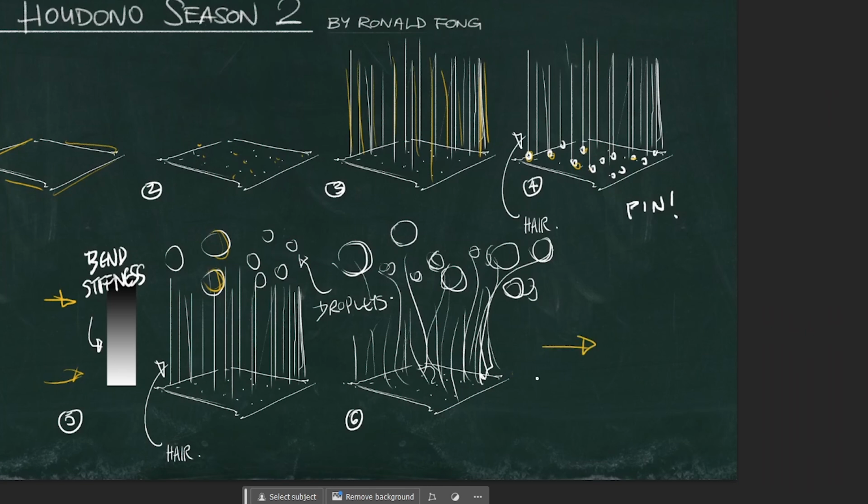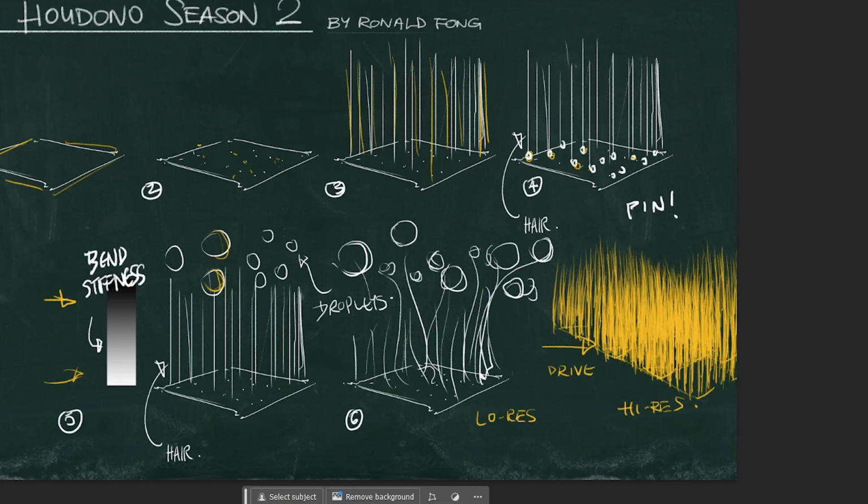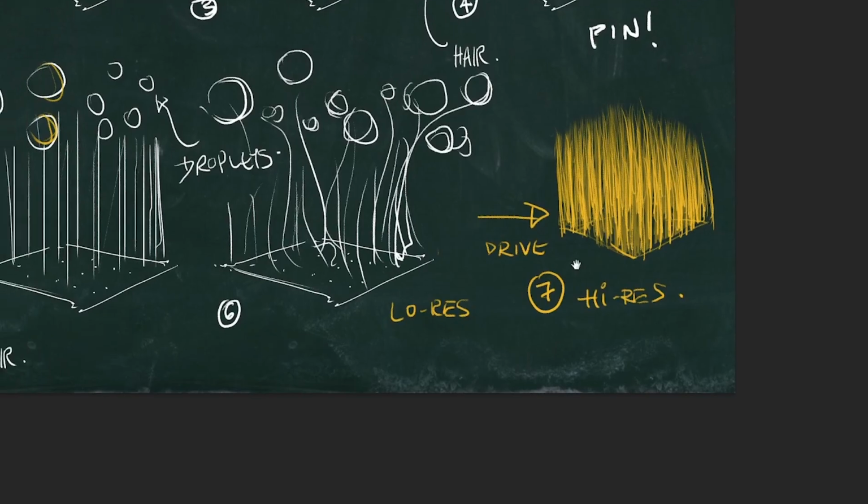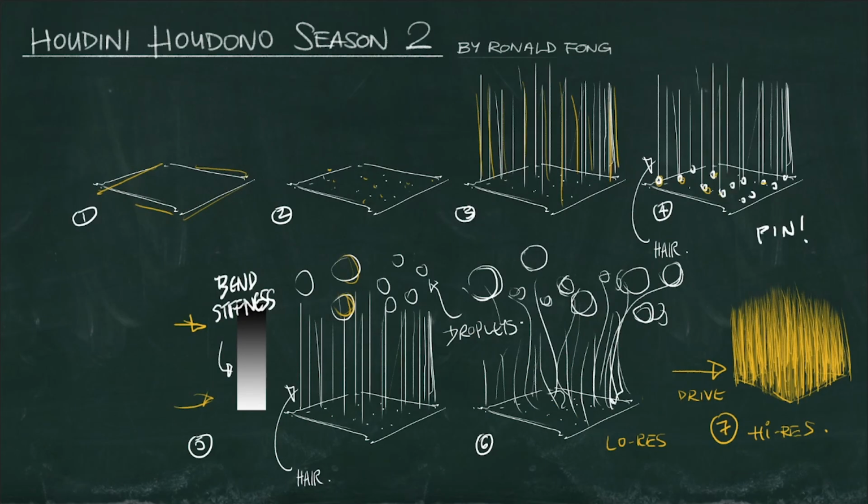This is the mid-res geometry, so this is low res. We need to drive the actual hairs, which is the high res. So this is step 7 here. We need to drive the high resolution hair. Okay, so that's the notes for this episode. It's fairly straightforward, so let's build this in Houdini.